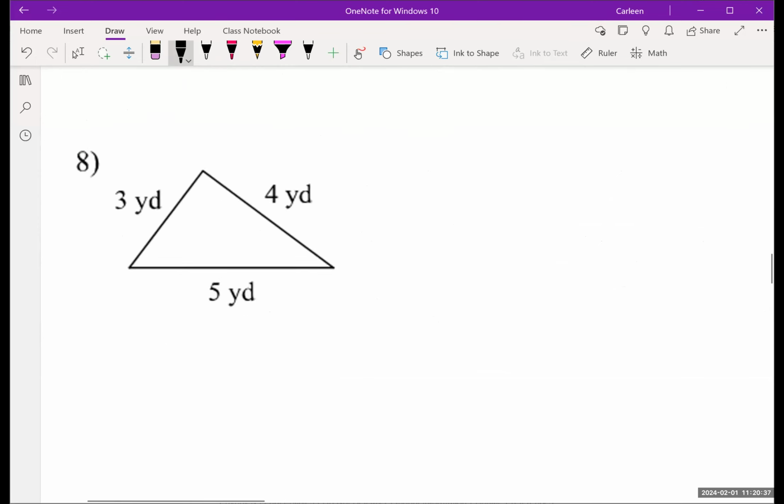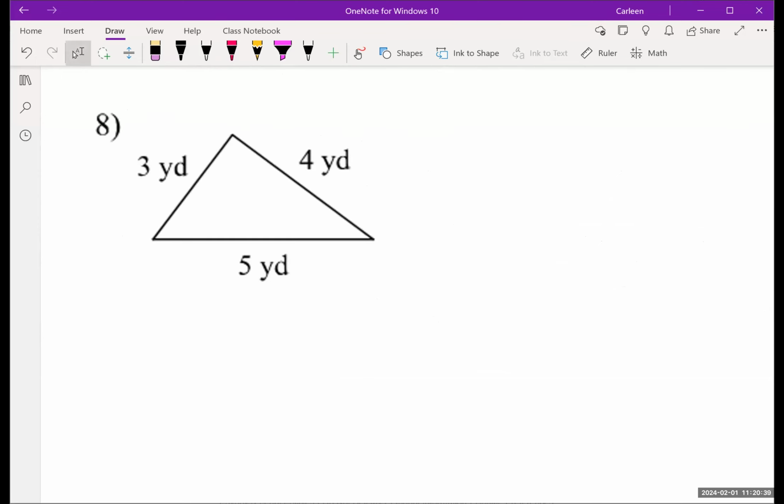Okay, next. Step 1, label your hypotenuse. The largest side is our potential hypotenuse. Next step, side squared plus side squared is equal to hypotenuse squared, or potential hypotenuse squared.